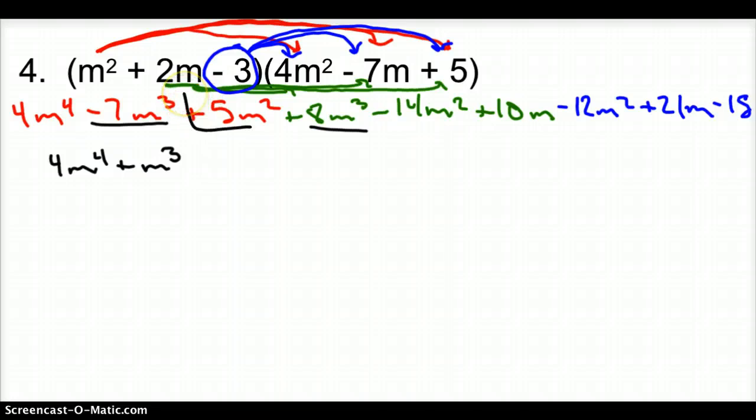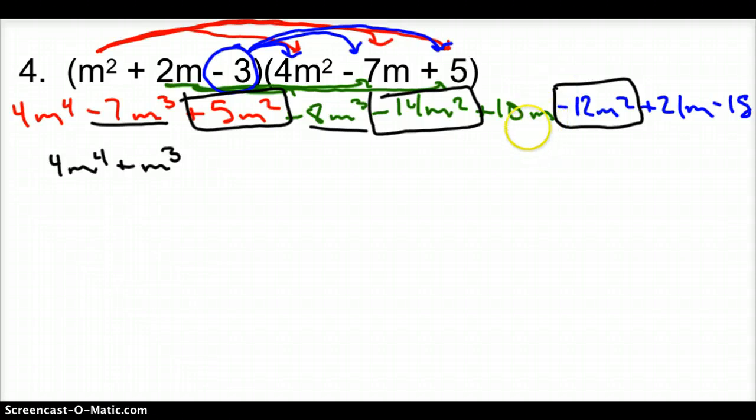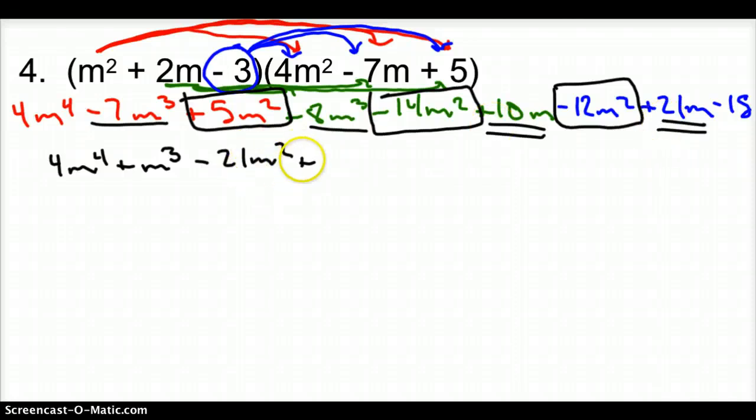How about m squared? It does take a little bit more simplifying. Well, there's an m squared. Here's another m squared. Do I have any more? You bet. I have another m squared right here. So we combine all those to get a negative 21m squared. And then we have an m and an m that we have to combine. So it's plus 31m. And then we have our lone constant, which is negative 15.